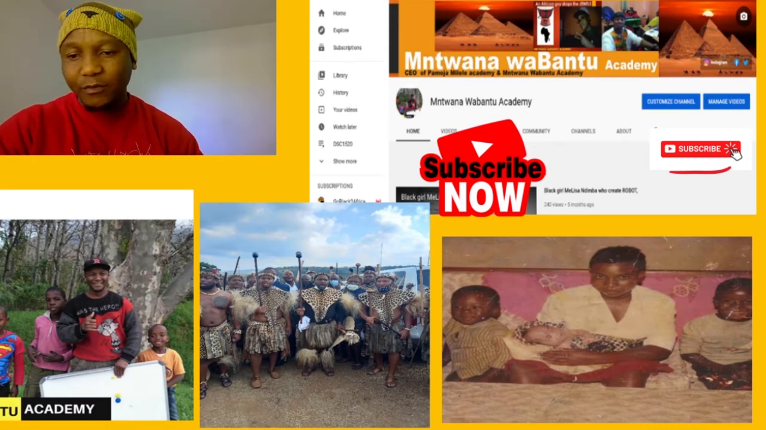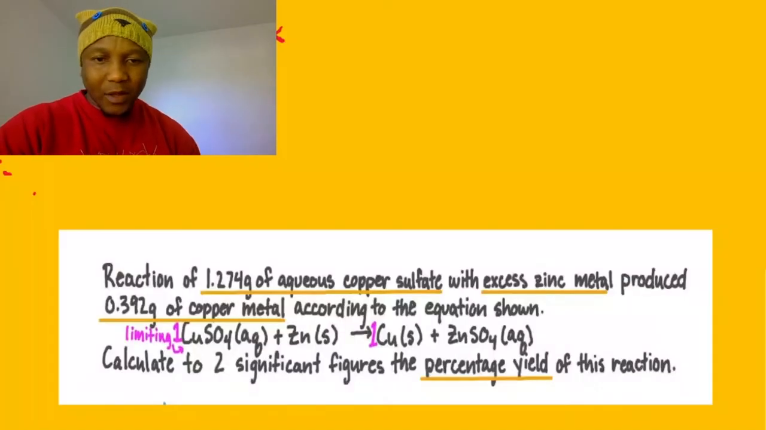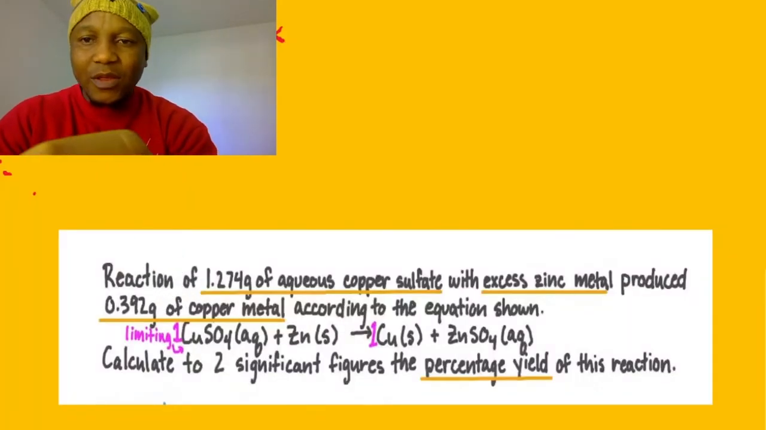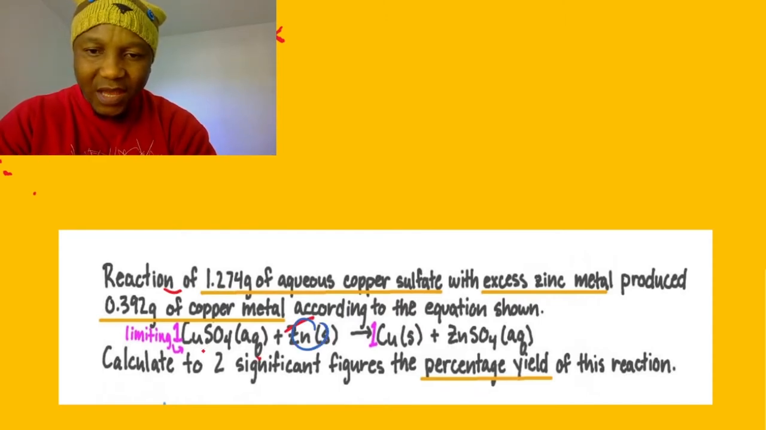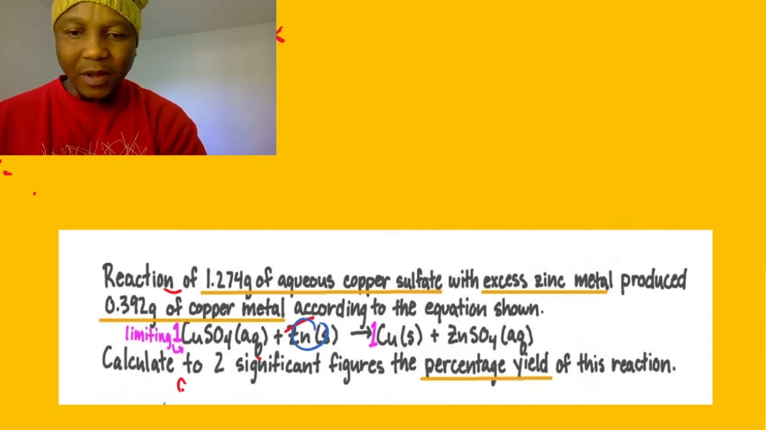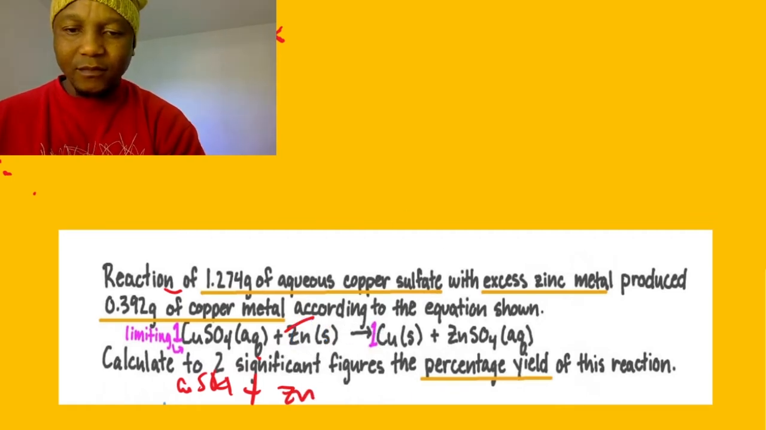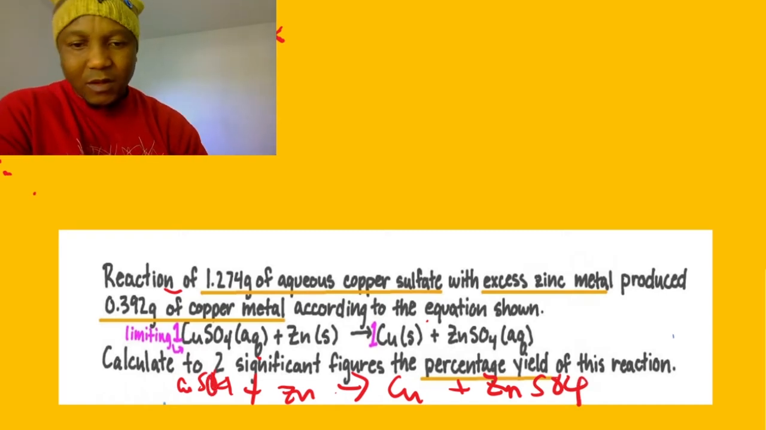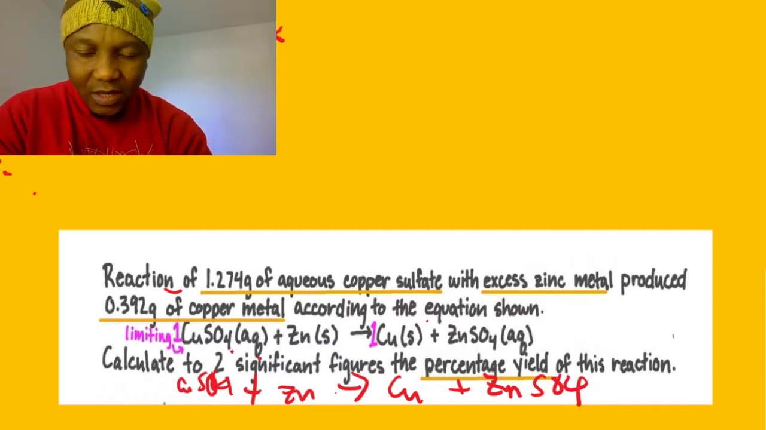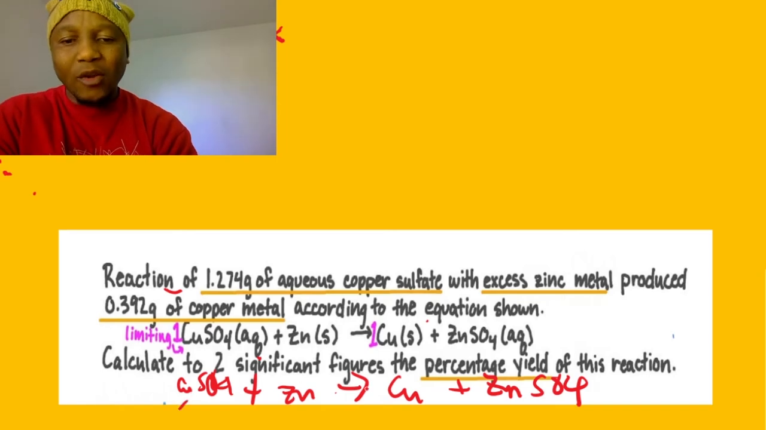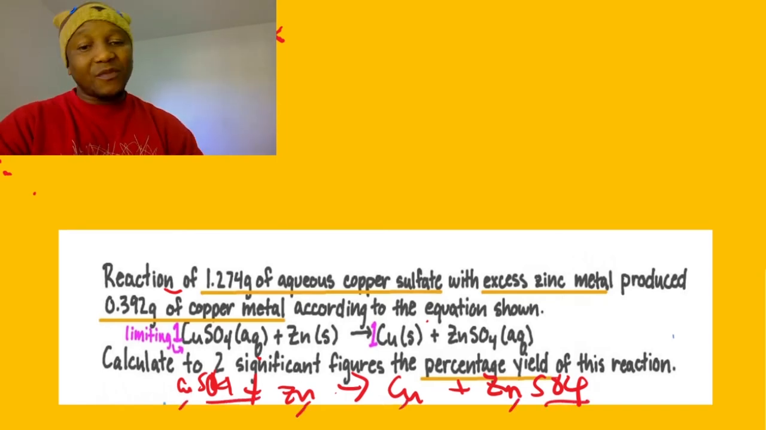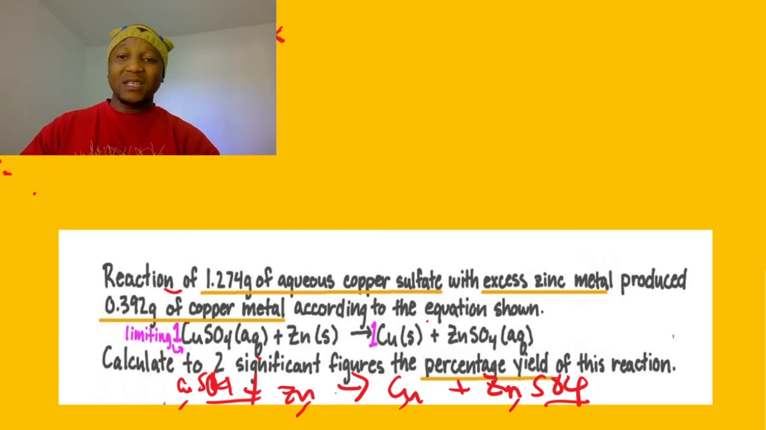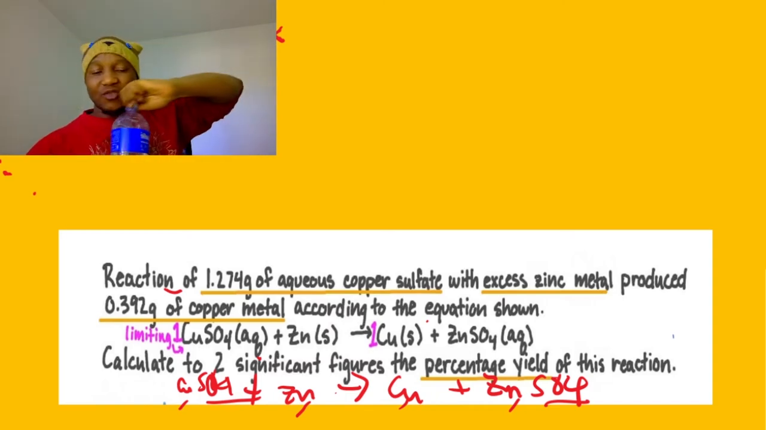Now let's go to the next question, question number two. Okay, I'm trying to go quick now. So they say there's a reaction, and they give you a question here. Our equation says copper sulfate reacts with zinc to give copper plus zinc sulfate. But you're going to have to balance this equation. Everything is balanced. How many coppers? One copper, one copper. One zinc, one zinc. One sulfate, one sulfate. So everything is balanced. Now we want to find the percentage yield.